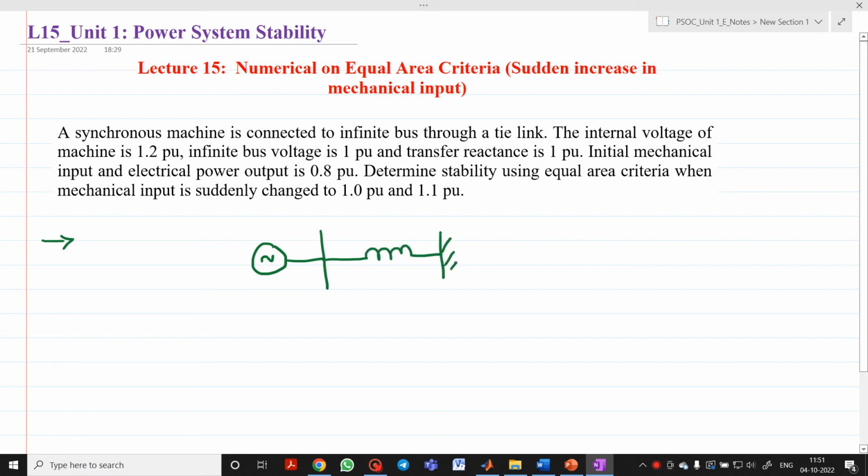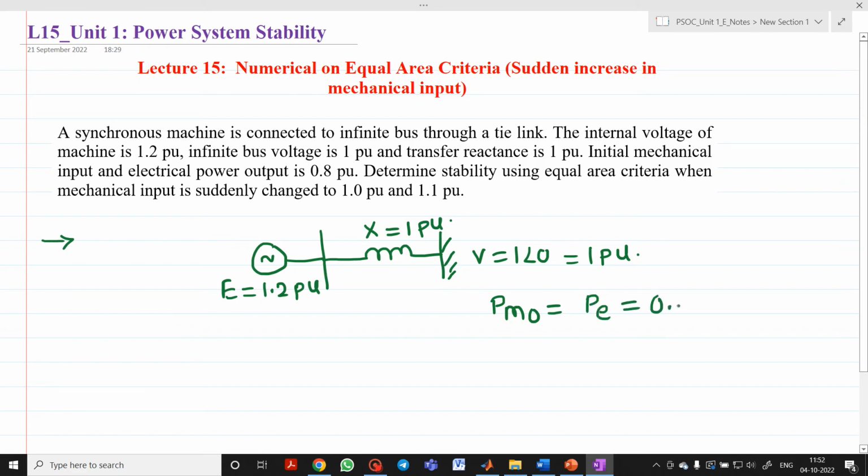to the infinite bus. The internal voltage of the machine is 1.2 per unit, that is we have given E equal to 1.2 per unit. Infinite bus voltage V equal to 1 at an angle 0, or you can say it is 1 per unit, and the transfer reactance of the line, I can say X, is nothing but 1 per unit. Now what we have given, PM0, that is the initial mechanical input, and electrical power PE, it will be equal to what? It will be equal to 0.8 per unit.